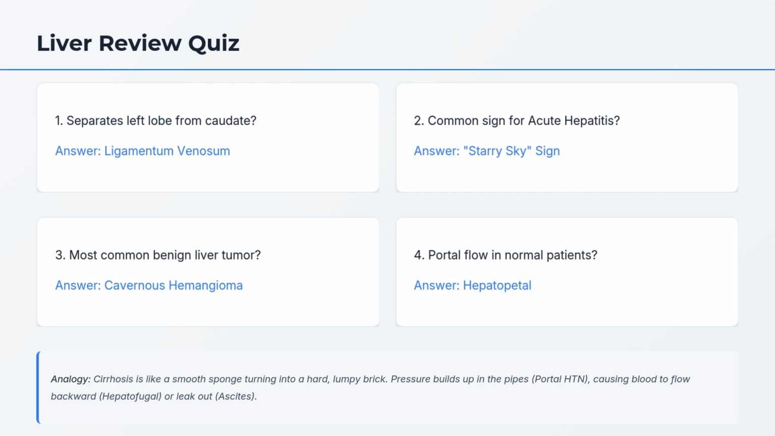Let's review. The landmark separating the left and caudate lobe is the ligamentum venosum. The starry sky sign indicates acute hepatitis. The most common benign tumor is cavernous hemangioma, and the normal portal flow is always hepatopetal.